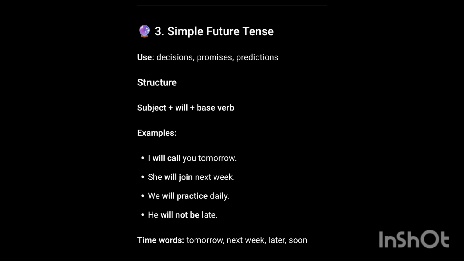Simple future tense is for future predictions and decisions made now that we will execute in the future. I will become an IAS officer, I will become an accountant. That is, we have made the decisions now, but our plans are executed in the future. Like promises: I will keep this secret with me only.